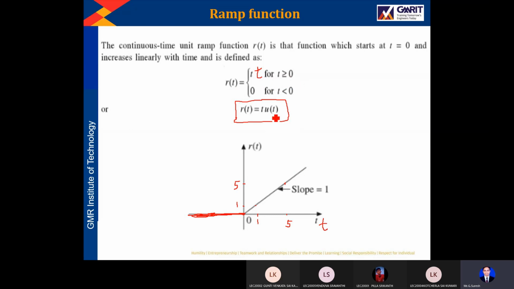So when you multiply that signal with this one, this amplitude is always t. And what is the amplitude of u of t for all the possible values of t? It is 1, is it not? So t into 1 remains t only. So this is another way to represent your ramp signal, if it is asked to represent it in terms of the unit step function. Is it clear? Any doubt?